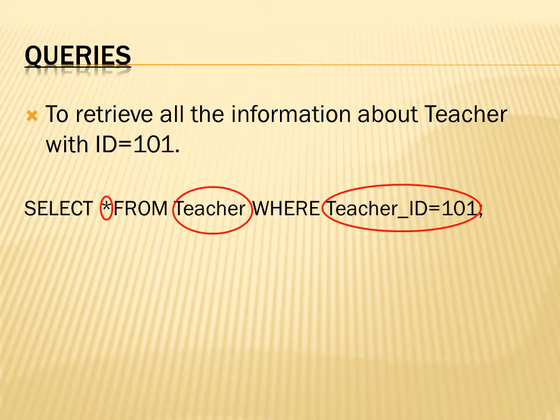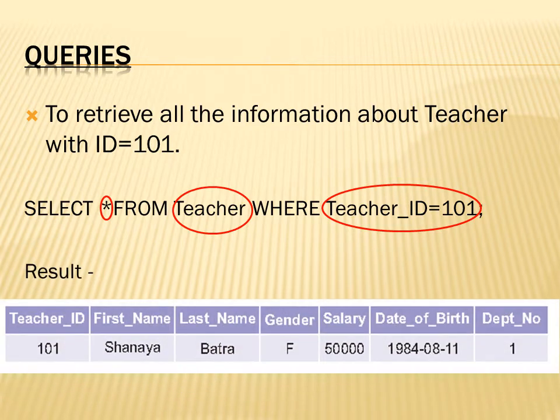Now after you write it and press the enter key, you get this result as the output. You will get all the details of the teacher with ID 101: the first name, last name, gender, salary. The remaining values will be rejected. Only this particular data you will get.